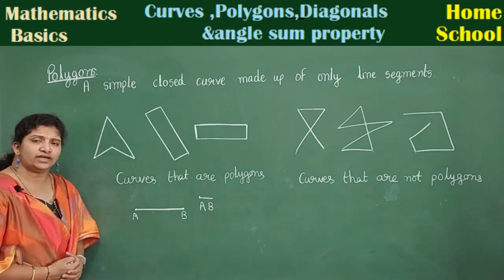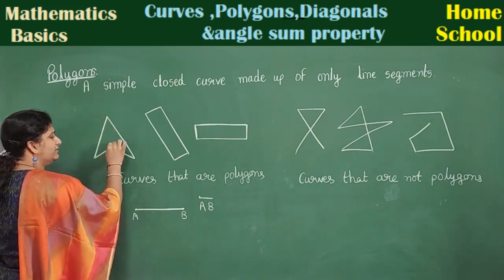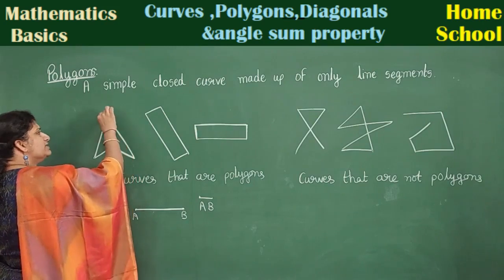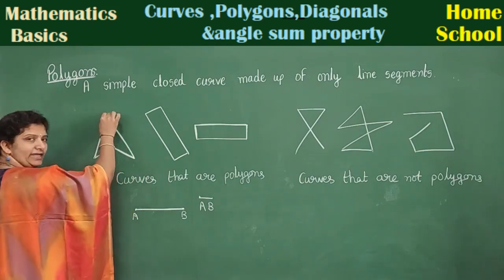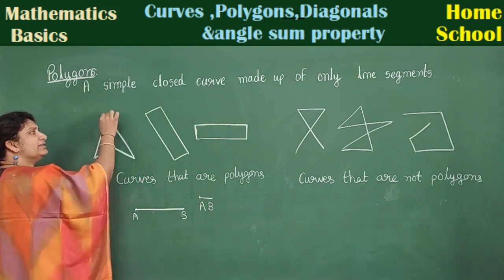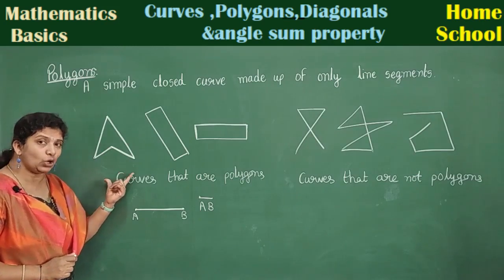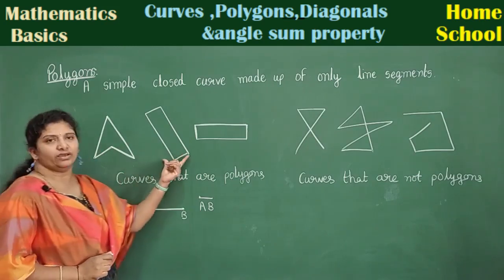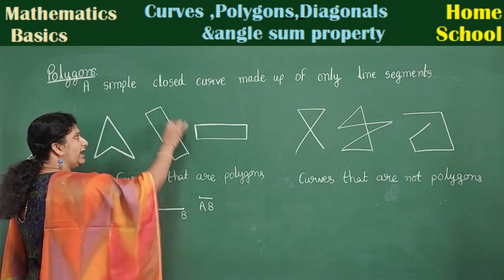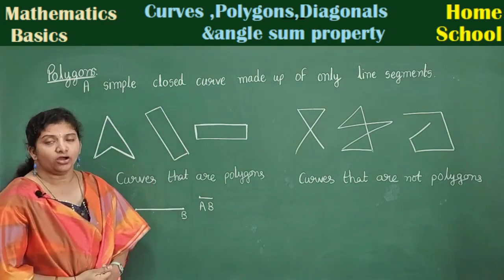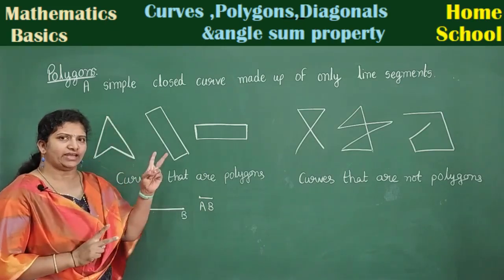What type of figure is it? It is a simple closed curve. Look here. Simple closed curve. Why is it simple? From one point it has started and ended at the same point. This is a simple closed curve. And look here, this is a rectangle and you can start from one point and you can end at that point. Or if you consider any one point, it can have 2 directions.